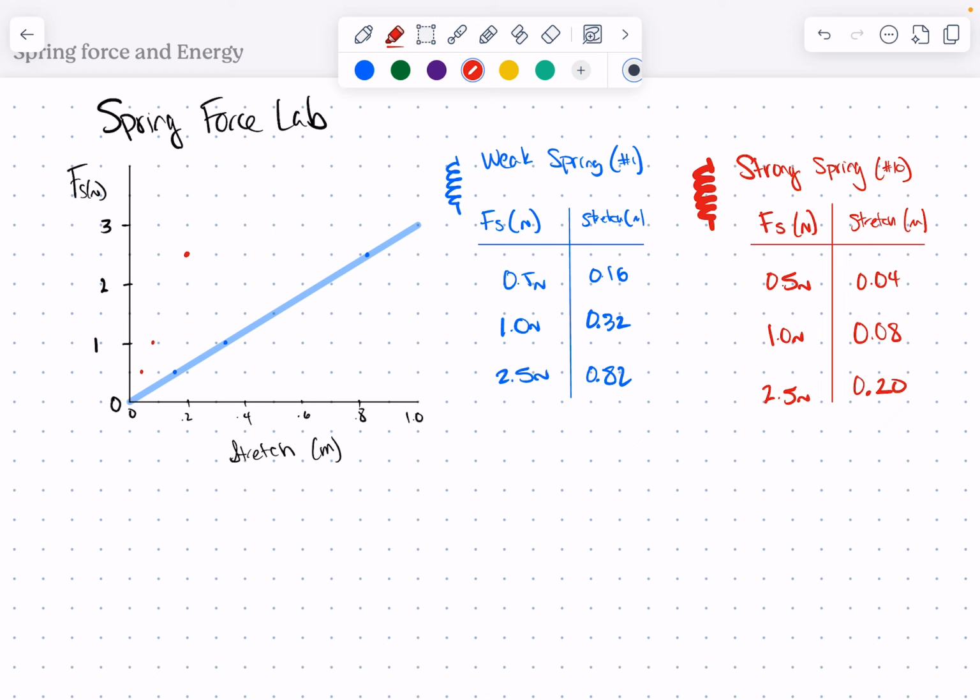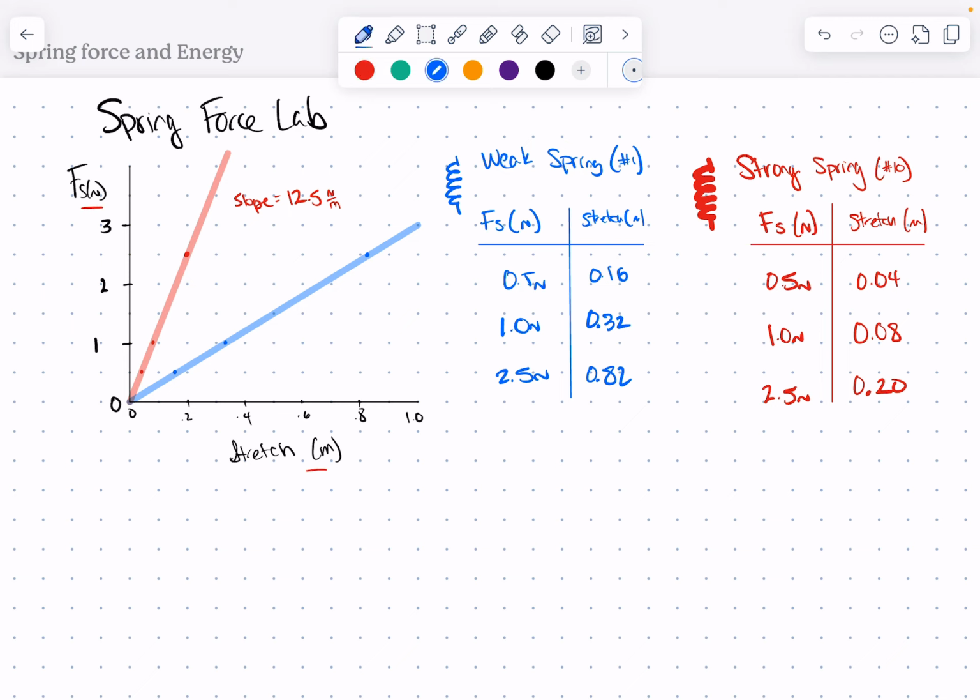And for the strong spring, that was 10 all the way. My data was here, and my line of best fit was something like this. And when I do the math, I get that the slope of this, for the strong spring, was about 12.5. The units would be newtons per meter, coming from the newtons and the meter on my graph.